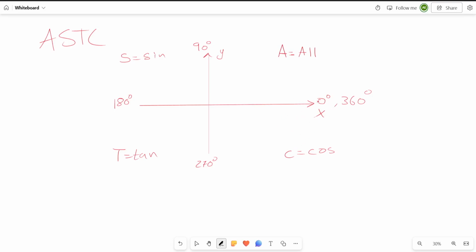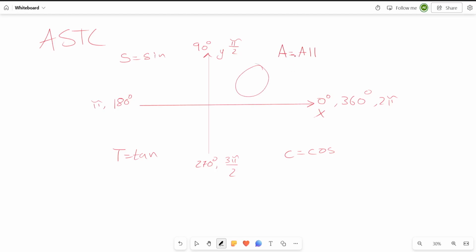So this is going to be 0 as well. This part here is pi over 2. This part here is pi, which is equivalent to 180. This part here is 3 pi over 2, and here we come to 360 degrees or 2 pi. Okay, so what does this mean?